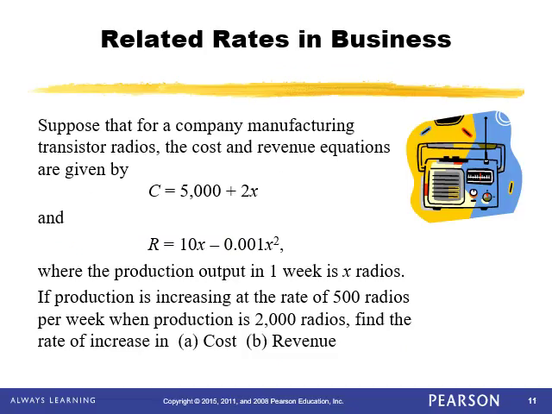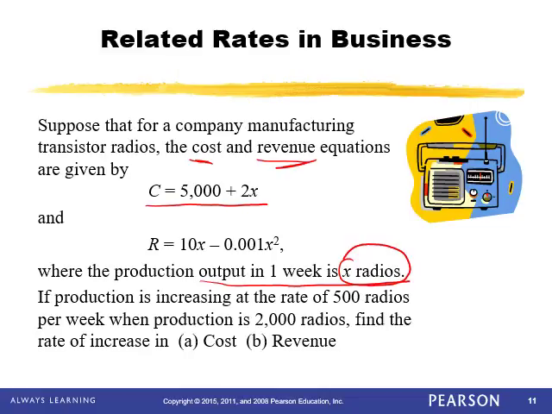So, related rates in business. Suppose that a company, again, we're talking about cost and revenue. Our cost function is equal to 5,000 plus 2x. We're going to figure out what that 5,000 and what that 2x is. And their revenue is 10x minus 0.001x squared. The production output in one week is x radios, so x is the number of radios produced.